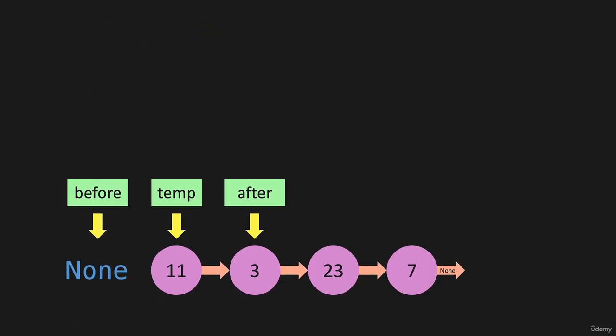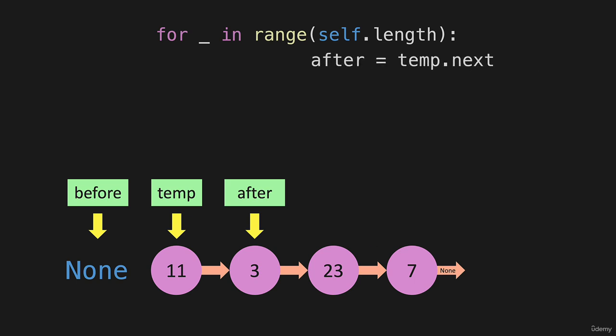And we're going to have a for loop that goes through the length of the linked list. So we'll say for underscore, because we're not going to use that variable in the for loop. We've talked about that before. In range, self.length. So we're going to go the length of this. You could use a while loop instead of a for loop if you wanted to, but I'll use a for loop here. And we're going to have 4 steps in our for loop. First, after equals temp.next. And in the first iteration, it already is.